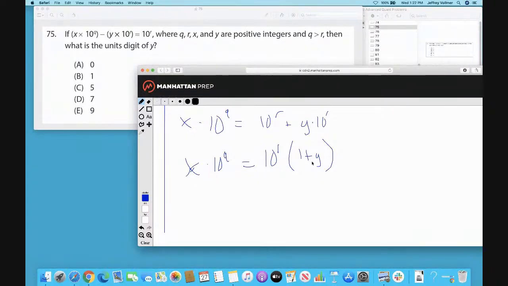Trying to figure out the unit digit of Y. So, because I know Q is bigger than R, I can now divide both sides by 10 to the rth power. And that will leave me X times 10 to the Q minus R, which is a power of 10. This is a positive power because Q is bigger than R, so this will end in 0. So that means Y has to end in 9. If I add 1 to it, it ends in 0. So Y should end in 9. This should be answer E.